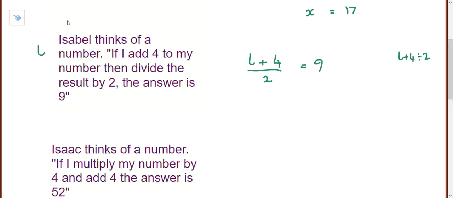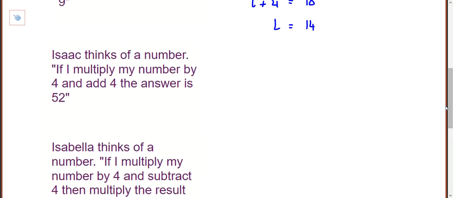How would you go about writing the solution for that then? Tell me what you would do now. 9 times 2. So we times the 2 to get rid of the divide by 2. Gives me L plus 4 equals 18. And then you subtract 4. Then we subtract the 4 from both sides. Gives me L equals 14. Make sense?